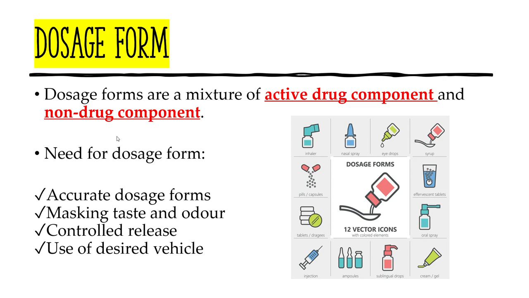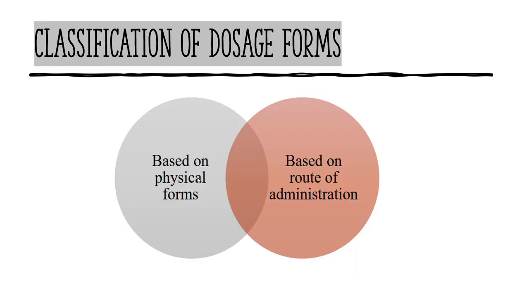So the question arises: why is there a need for the dosage form? We have four parameters that tell us the need of the dosage form. First parameter is that we want accuracy in the dose. Second one is masking taste and odor. Next one is controlled release, and last but not the least is the use of desired vehicle. To achieve these desired features, we need the dosage form.